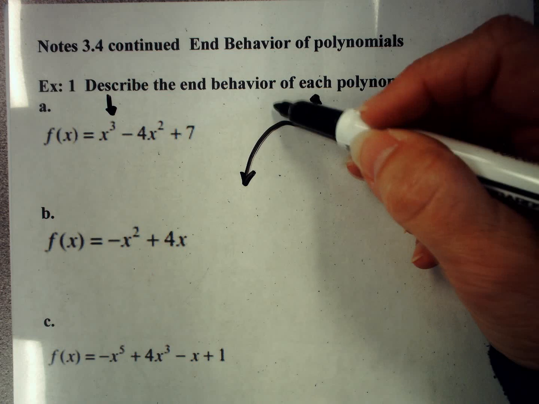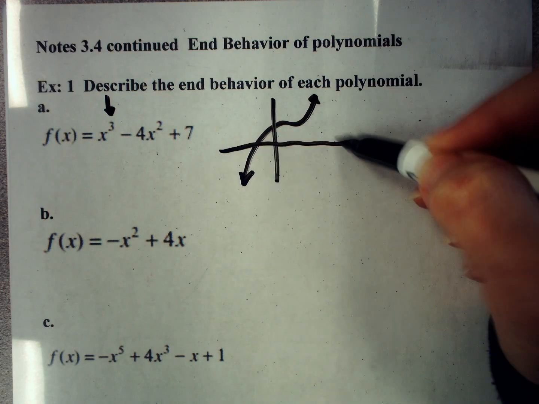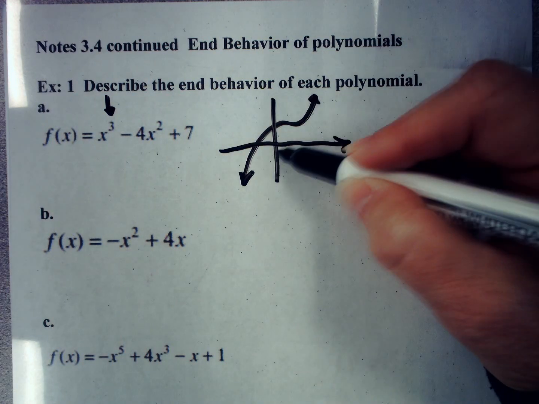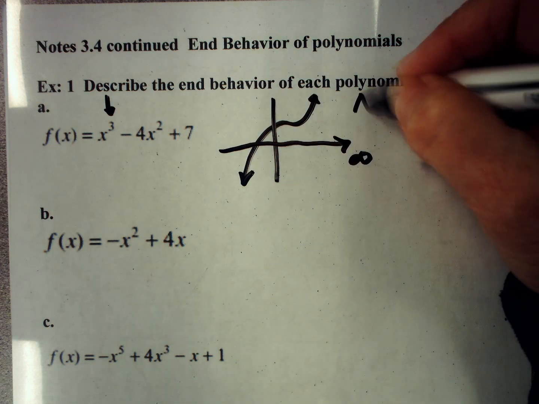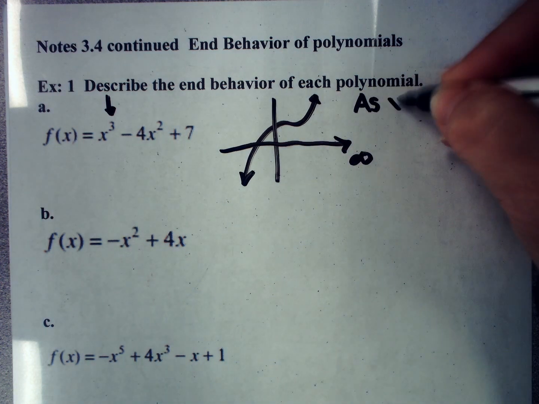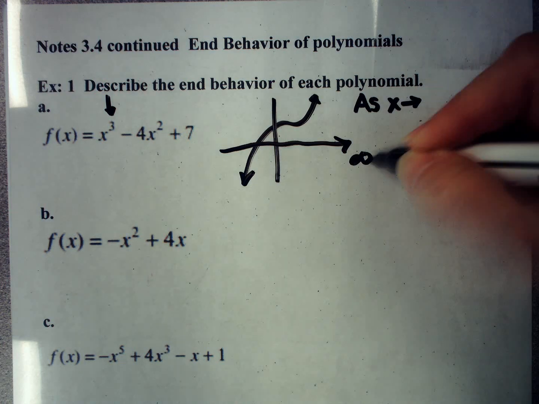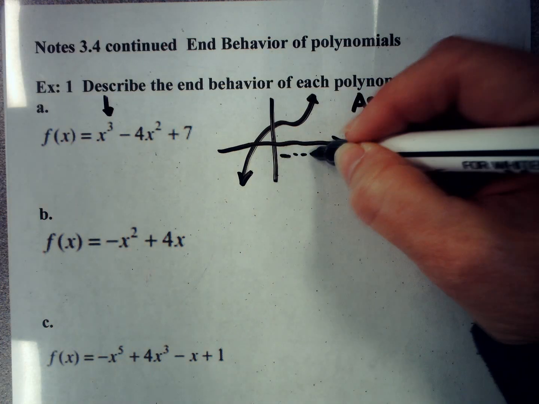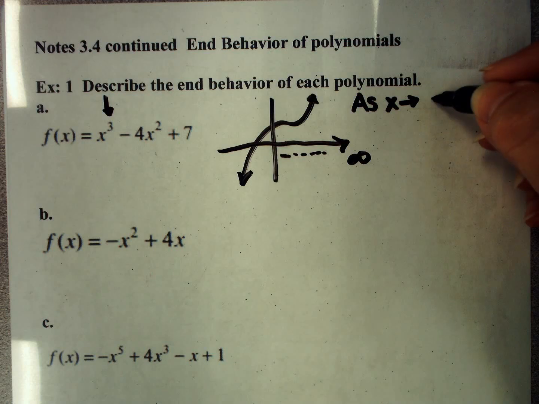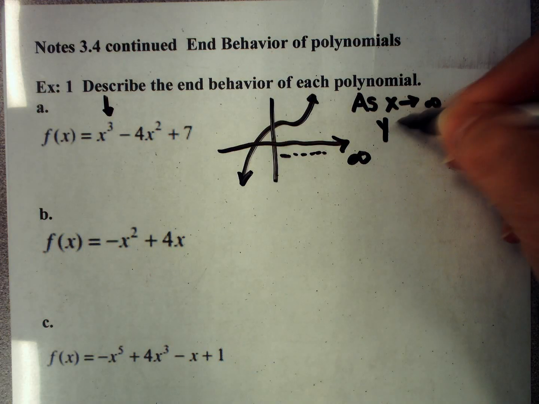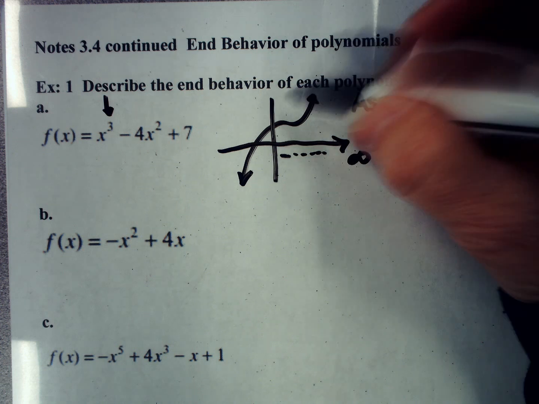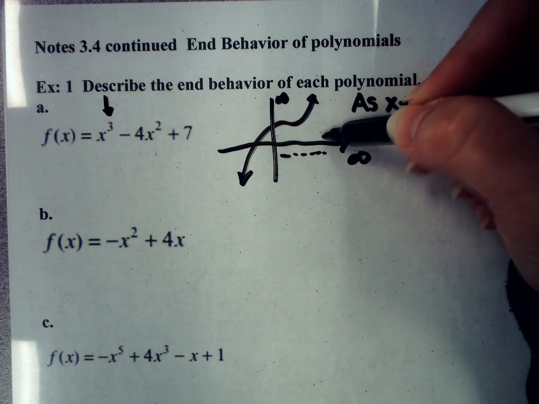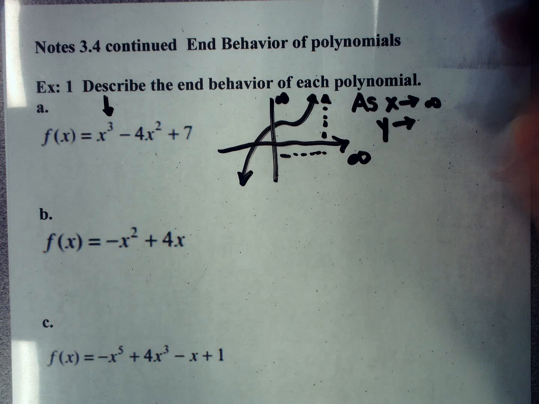Where if I were graphing this, as x approaches, so there's two ends you have to describe, and you have to do it this way. As your x value approaches positive infinity, so you're going this way, what does the y value do? What are these y values? Where are they going? They're going up towards positive infinity.